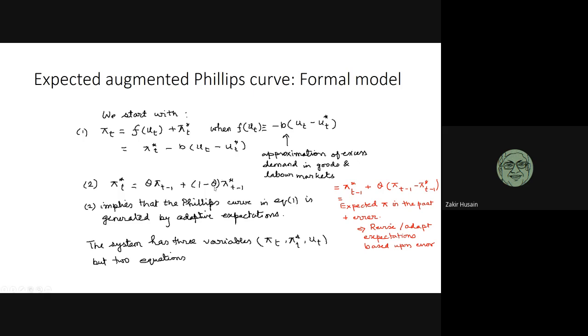Now let us see what are the variables in this model. The variables are pi t, pi star t, and ut, because u star t is given. There are four variables actually: pi t, ut, u star t, and pi star t. But we know what is the natural rate of unemployment. So now we have only three unknowns. The problem is that we require three equations to solve it, but we have only two equations. So it is an underdetermined system.